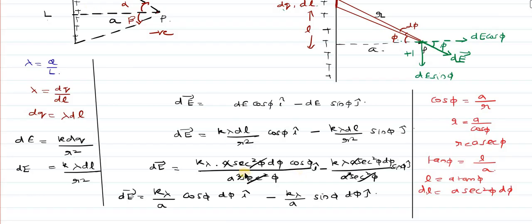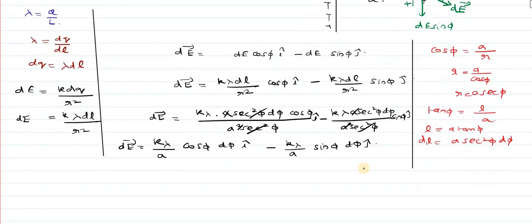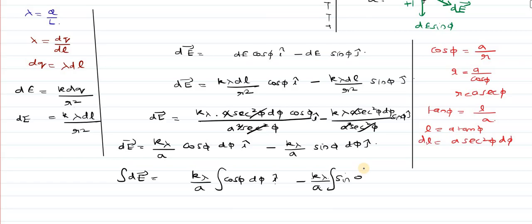Till here any doubt? Next, we can go for integration because all the values K, lambda, A are constant. Cos phi d phi we can arrange into integration. So integration of dE: K lambda by A cos phi d phi i cap, minus K lambda by A integral sin phi d phi j cap. Is this step clear?